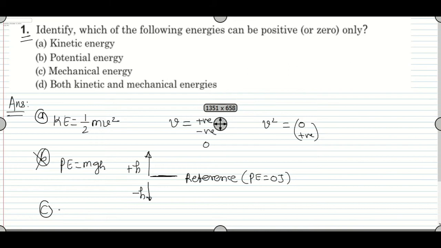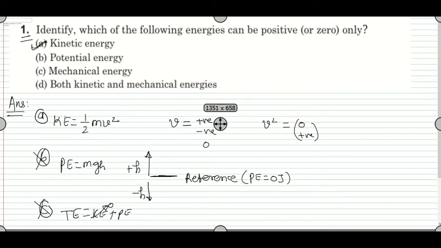What about C? Mechanical energy. Mechanical energy means what? Mechanical energy indicates the total energy, right? So total energy is kinetic energy plus potential energy. When the kinetic energy is zero, potential energy is equal to the total energy. And we know that potential energy is positive, negative and zero. So C is also not possible, and so D is also not possible.